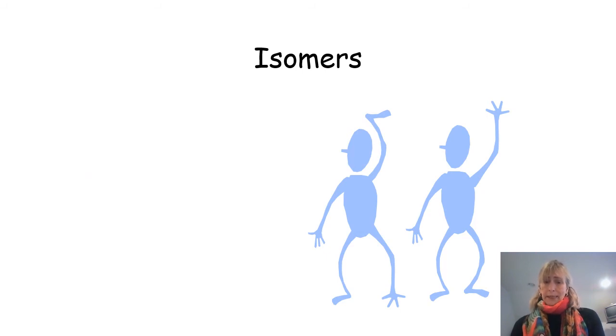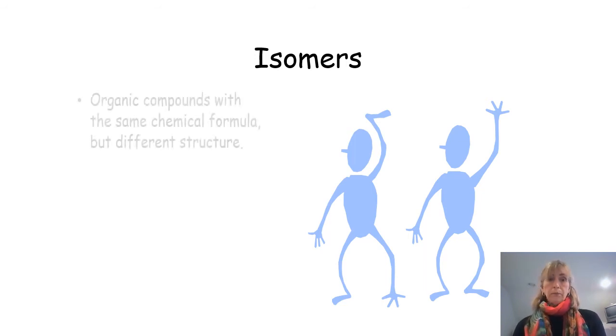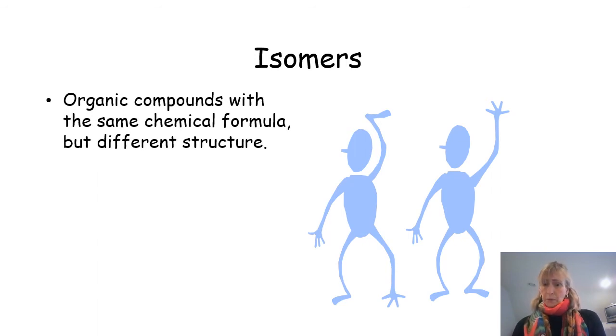So the last topic of this particular slideshow is isomers. Now, we talked a little bit about them in part one, but we need to look at them in a little bit more detail, and make sure that you understand them in light of our discussion on functional groups. We defined isomers in the previous slideshow. Isomers are organic compounds that have the same chemical formula, but a different structure. Sort of like the two figures on the slide.